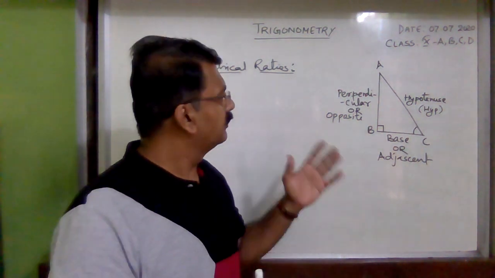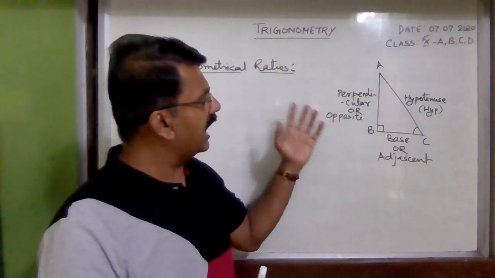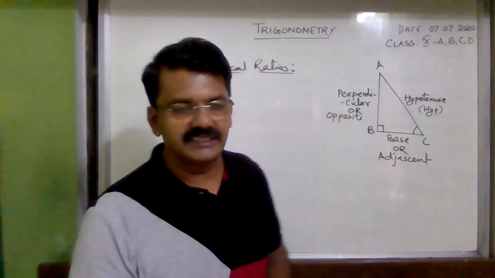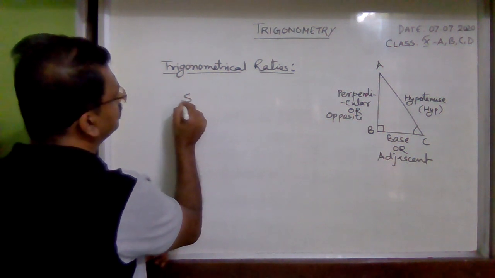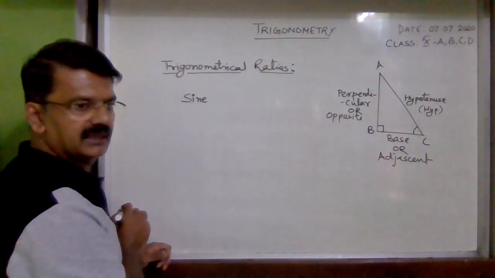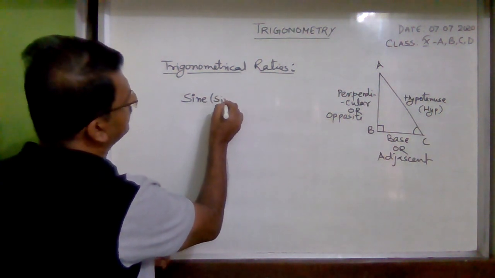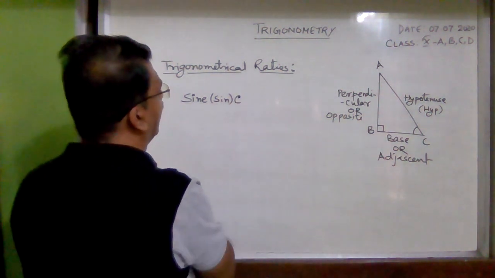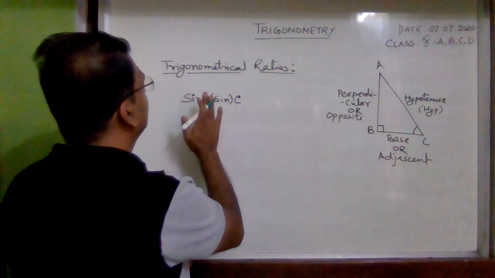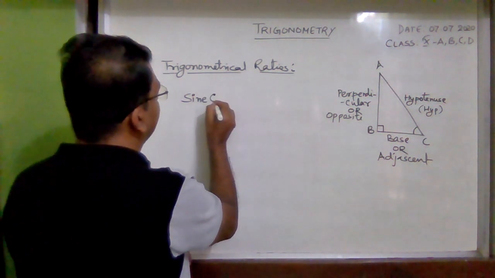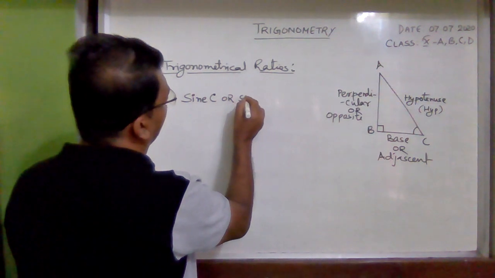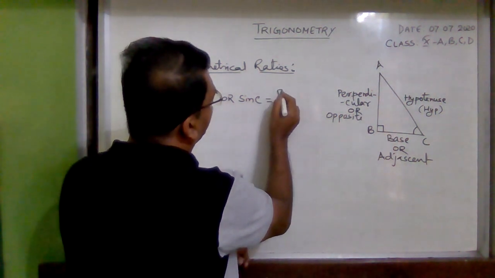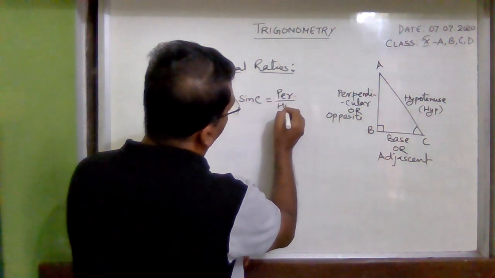Now there are few trigonometrical ratios which are used to connect these angles and the sides. So the first one is sine, and in short we write it as sin only. Okay, and the angle is C. So this is sine C. I told you sine C, the angle is C here, is equal to perpendicular upon hypotenuse.